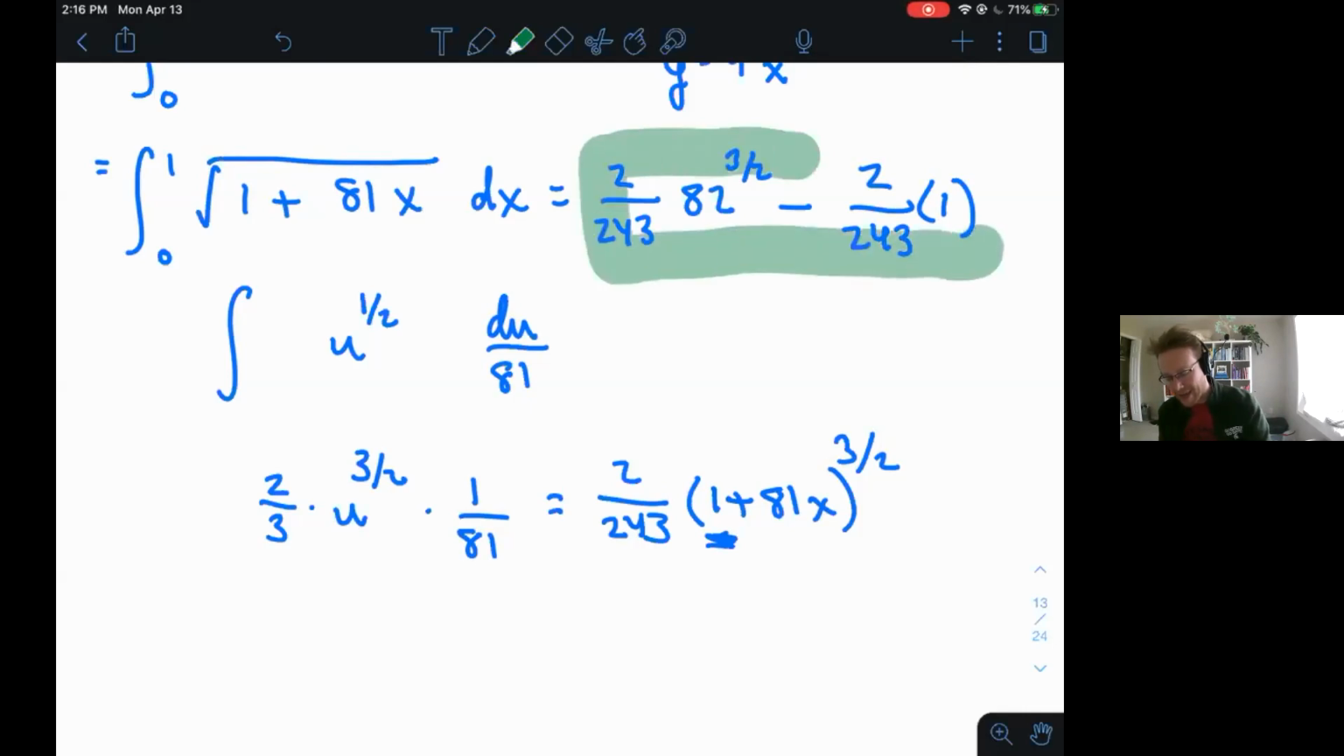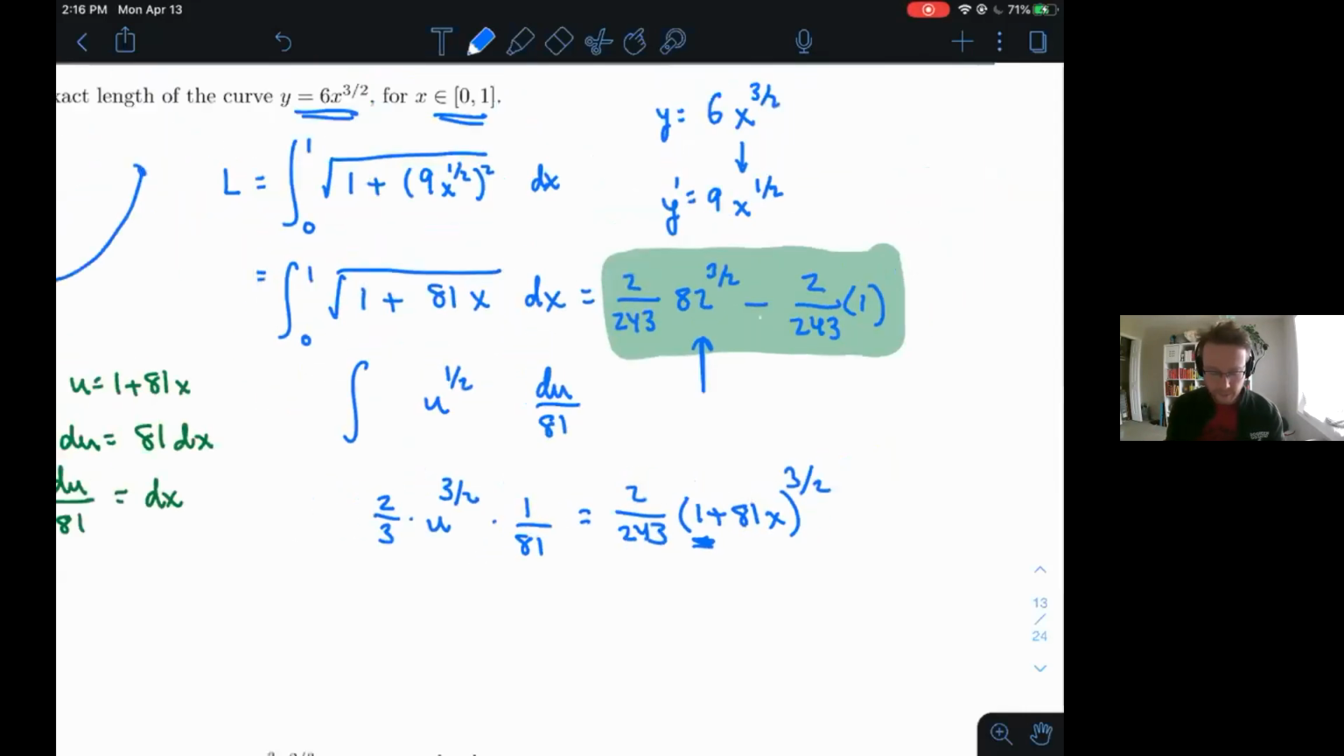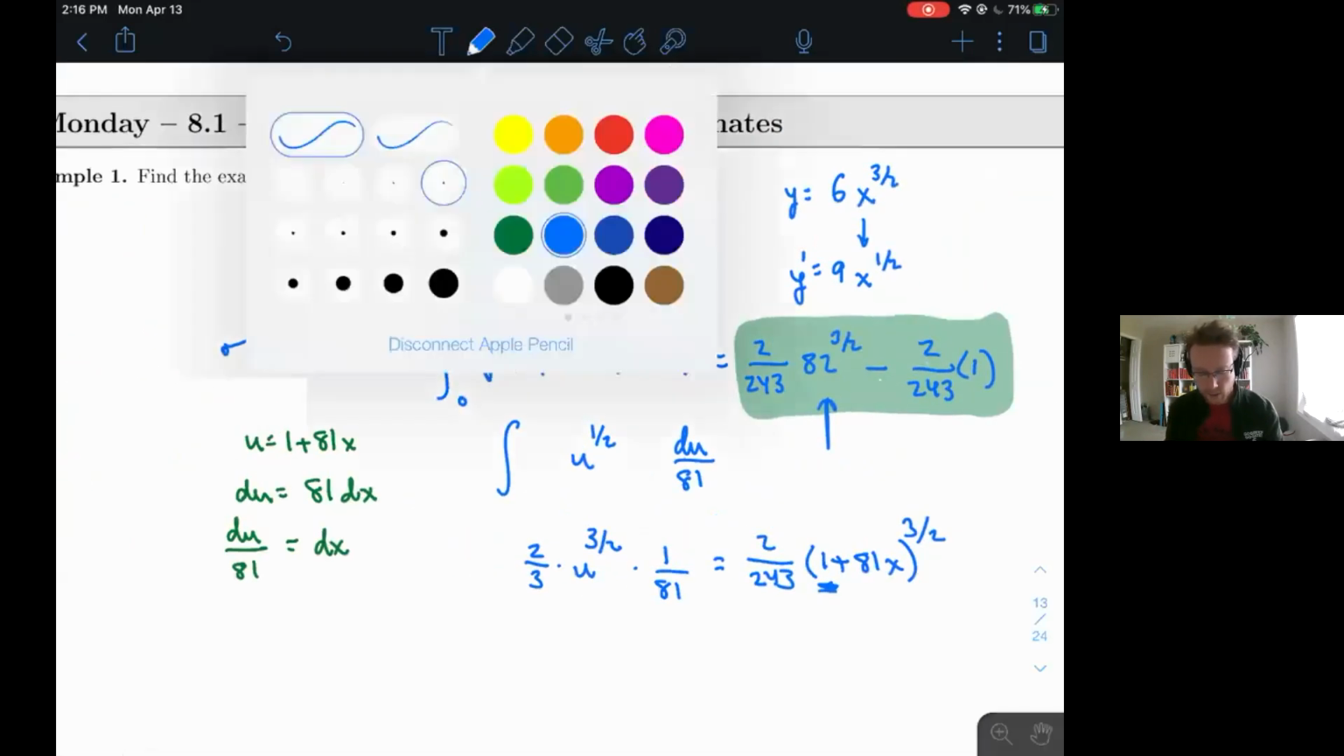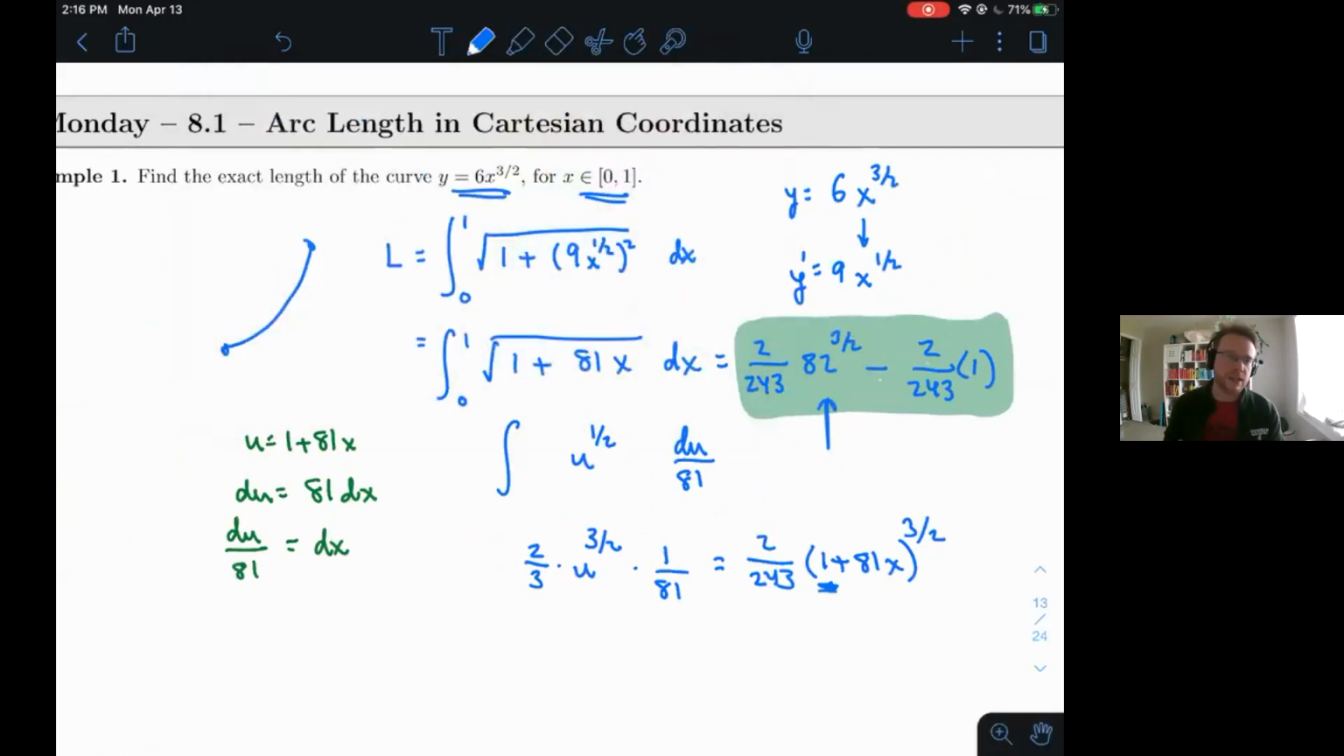This is the exact length. It would be nice if we could simplify this 82 raised to the 3/2 power, but there's really no way to simplify it beyond this. And so this is what I would enter into WebWork or on quizzes, exams, anything like this. Any questions, things that you'd like to add, Alec?